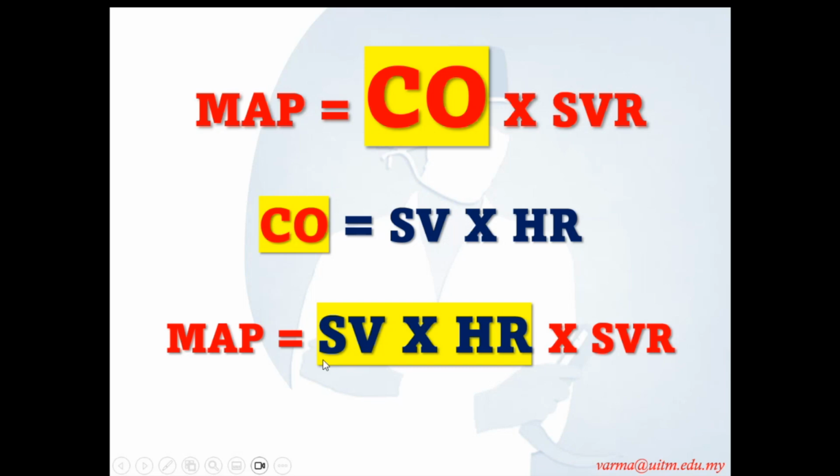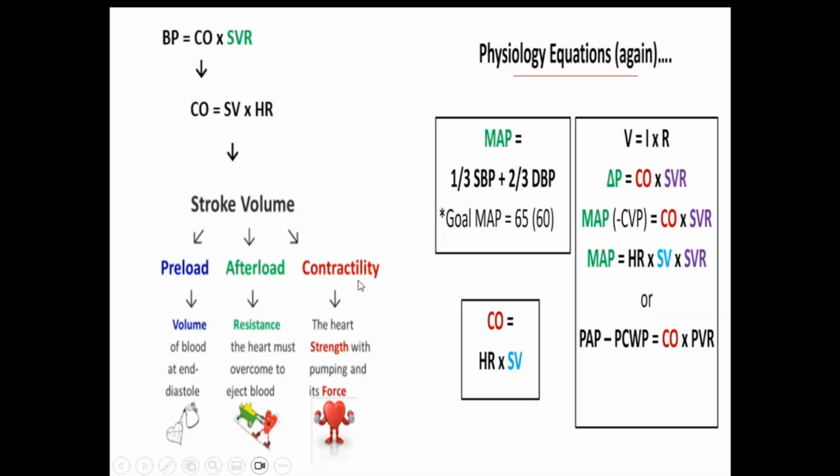So this is the full equation for MAP, and this is how we apply it in our day-to-day practice. When a patient has a low BP, we have to find out whether the patient is underfilled, bradycardic, or vasodilated, and we act accordingly. So this is just the overview of the whole thing.